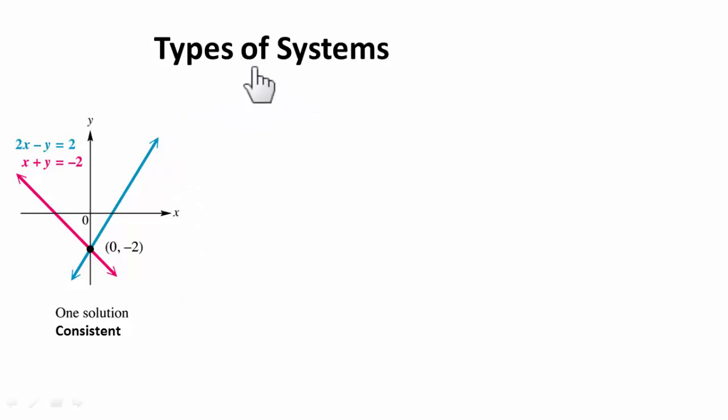Types of systems of equations. Here, when you have two lines that intersect at one point, then you have one solution. In this case, x is 0, y is equal to -2. And you have a consistent system of equations where 2x minus y equal to 2 is the blue line and x plus y equal to -2 is the red line, and they intersect at the point (0, -2).